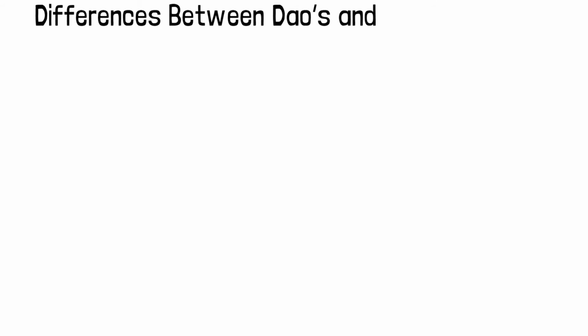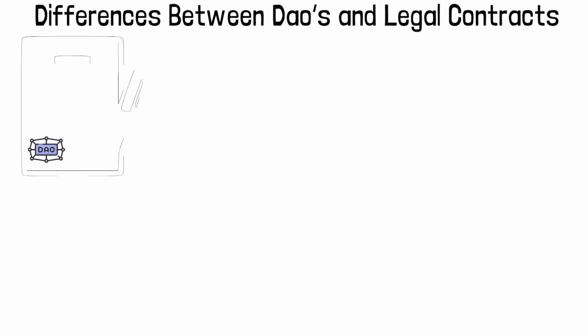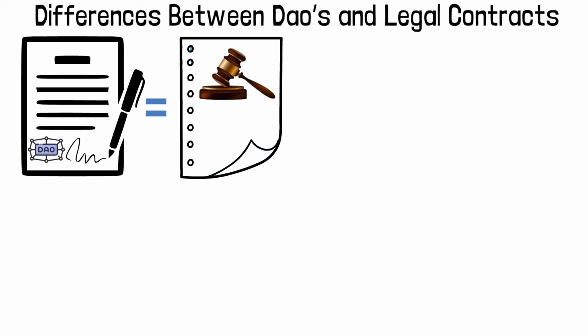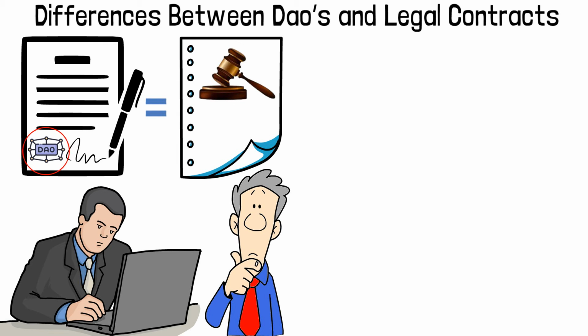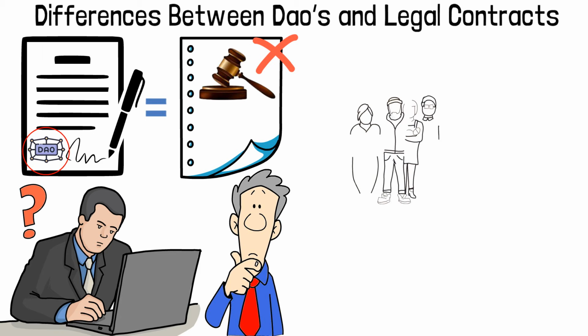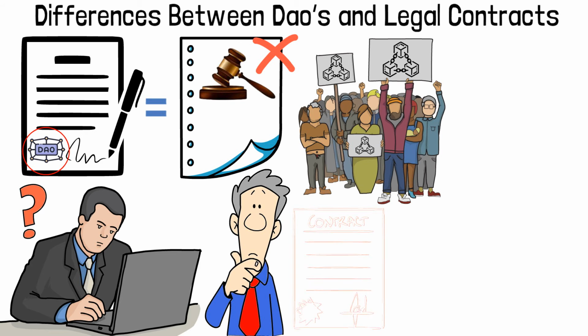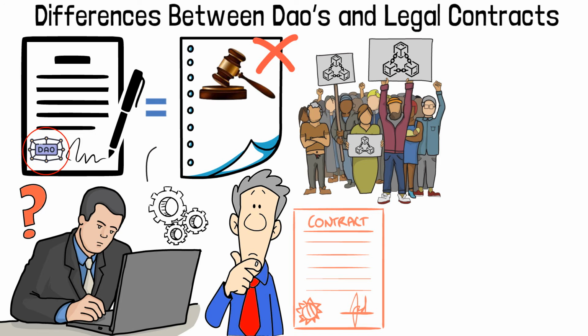Differences between DAOs and legal contracts. A DAO smart contract is similar to a legal agreement established in code by software developers in some ways. Skeptics frequently wonder what DAOs can do that traditional legal contracts can't. It's an excellent question. According to blockchain proponents, smart contracts add an element of automation to legal agreements.